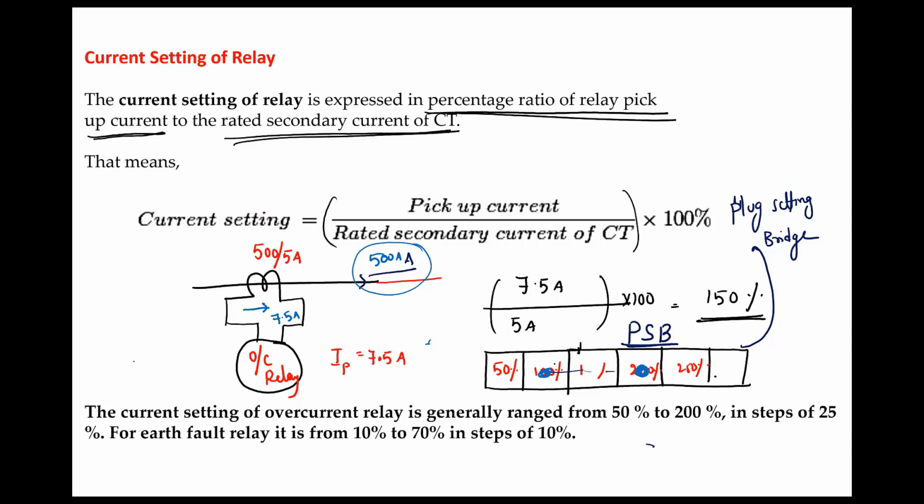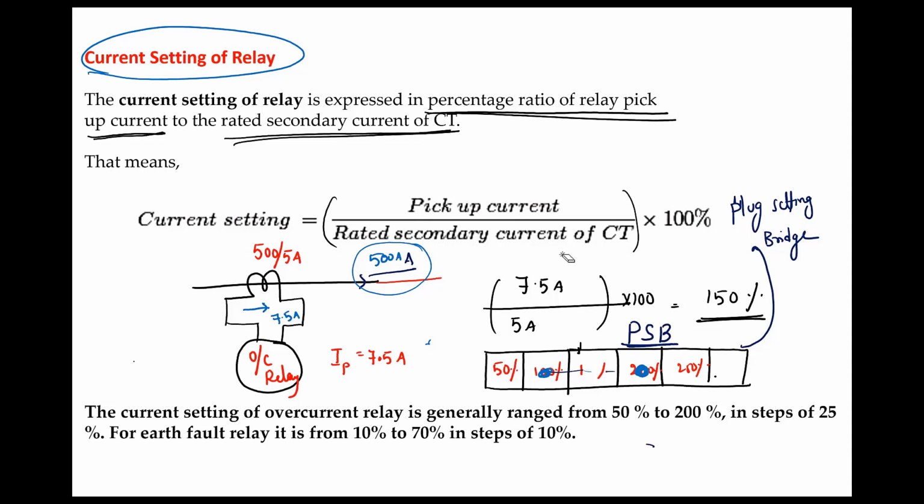So every time, whenever there is a load change in the industry, you need not buy a new relay. You simply have to adjust the current setting of the same relay. With that, you can increase or decrease the protection setting as per your requirement. Such a provision is provided by the current setting of the relay. So the current setting of the relay is given by pickup current divided by rated secondary CT current into 100%.